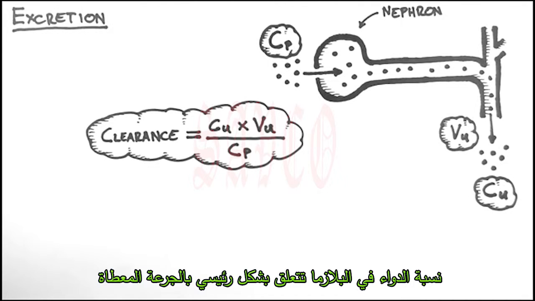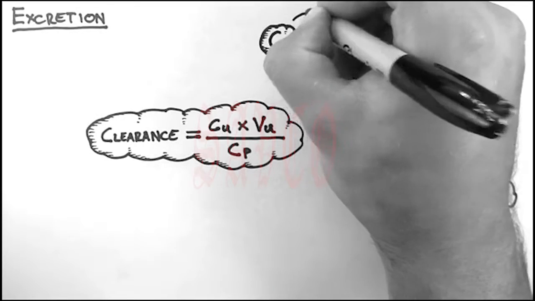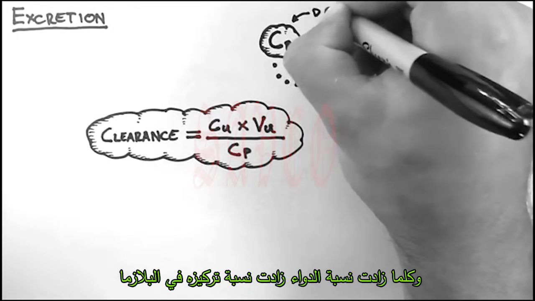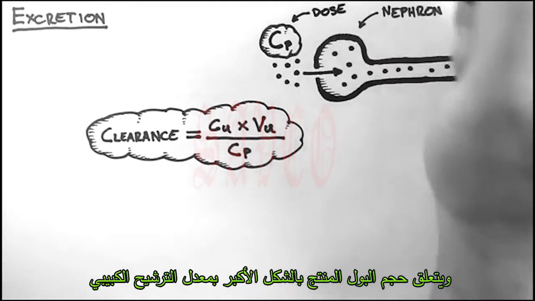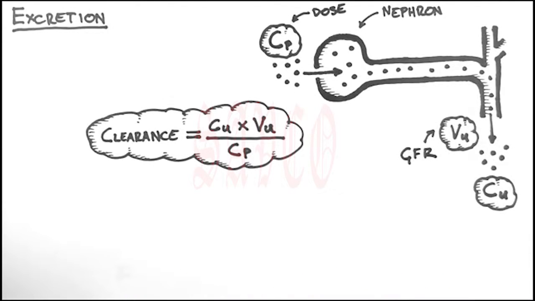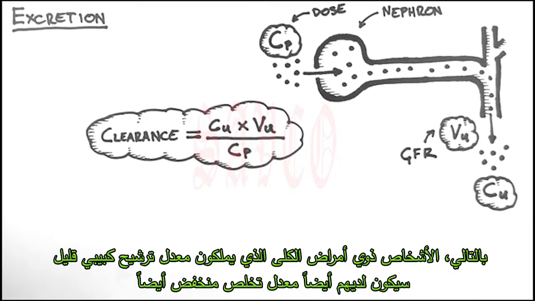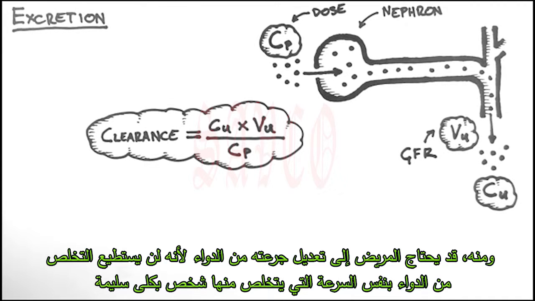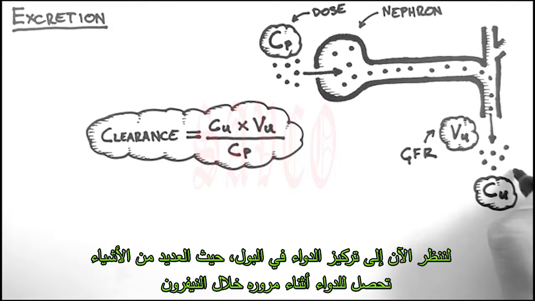The concentration in the plasma is primarily related to the dose of the drug being given. The more drug, the higher the concentration in the plasma. The volume of urine produced is mostly related to the glomerular filtration rate. Hence, people with kidney disease who have a low glomerular filtration rate will also have a lower clearance. Thus, drug dosing may need to be adjusted as they will not get rid of the drug as quickly as someone with normal kidneys.